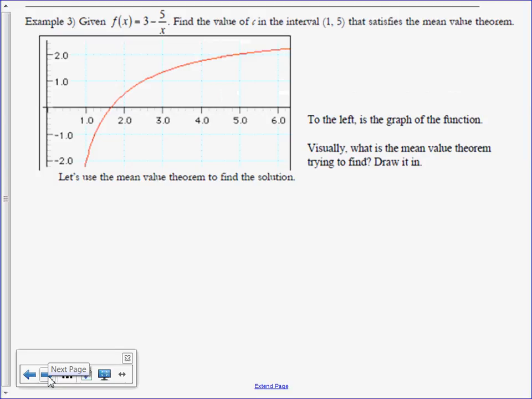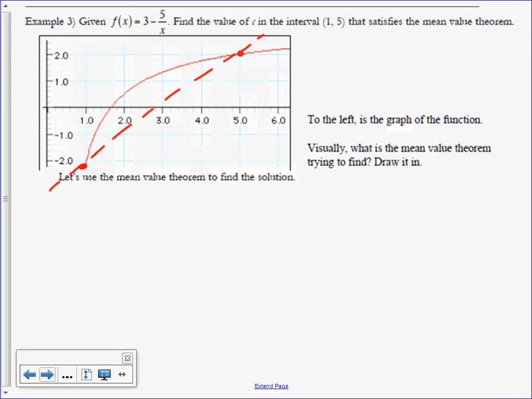So you're given f of x is 3 minus 5 over x in the interval 1 to 5. So that satisfies the mean value theorem. At 1, the point is like right here-ish somewhere, and 5 is like right here. So here's the secant line between those 2 points. The slope must be parallel to that secant line. It's true, right?